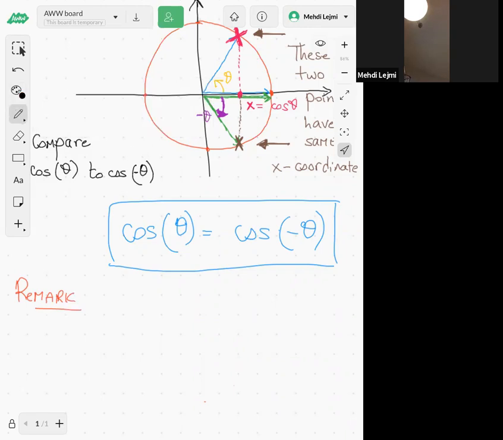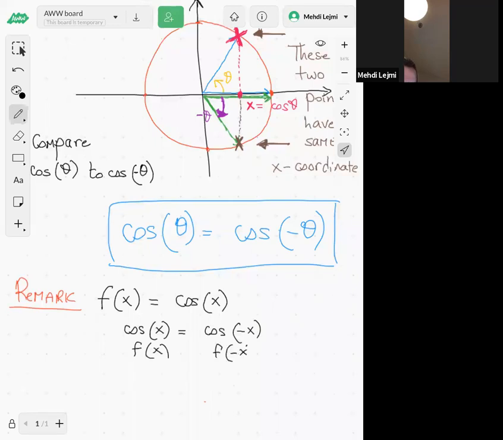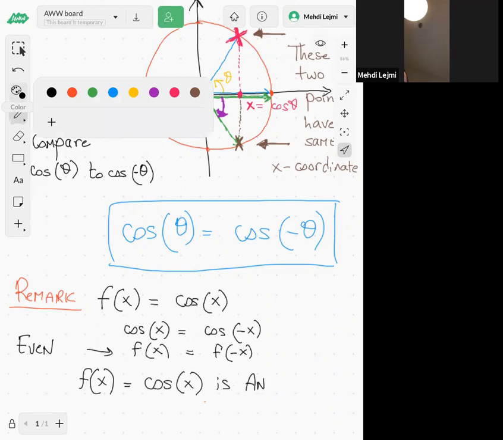So if you take the function f of x equal to cosine of x, what we are saying here is that cosine of x is equal to cosine of minus x. In other words, f of x is equal to f of minus x. And that's exactly the definition of an even function, right? So cosine of x is an even function. So f of x, which is cosine of x, is even.